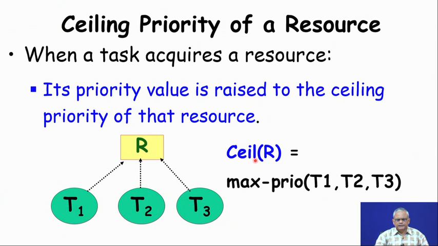Let us look at an example. Let us assume that there is a critical resource R, and the resource R is being used by 3 tasks, T1, T2 and T3, and there will be a ceiling value associated with R, which is equal to the maximum of the priorities of T1, T2 and T3.